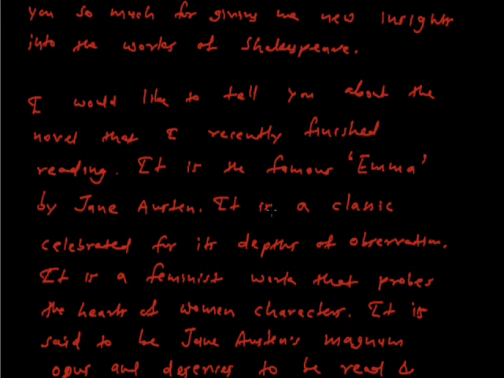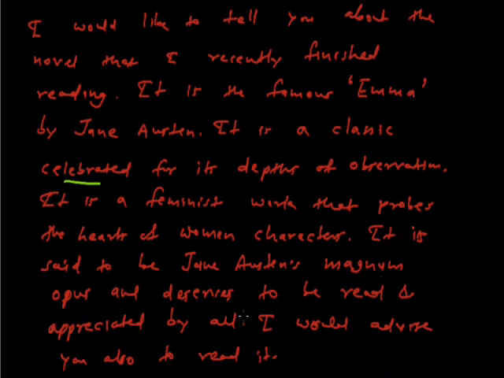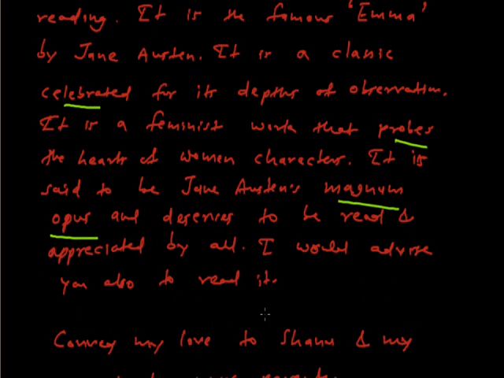It is a classical novel, or it is a classic. Celebrated means famous, famous for its depth of observation. It is a feminist work that probes the hearts of women characters. Probe means it scrutinizes, it examines closely the hearts of women characters. It is said to be Jane Austen's magnum opus. Magnum opus means masterpiece. It is said to be Jane Austen's masterpiece and deserves to be read and appreciated by all. I would advise you also to read it, so I'm advising my friend to read it.